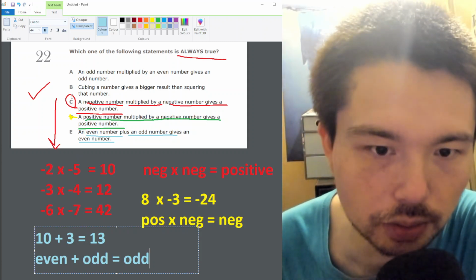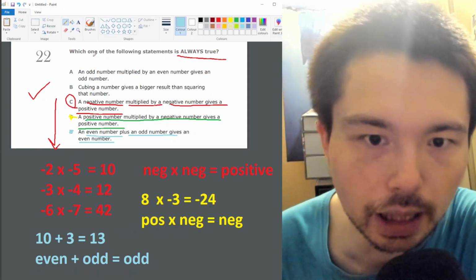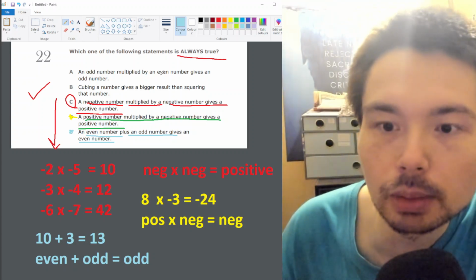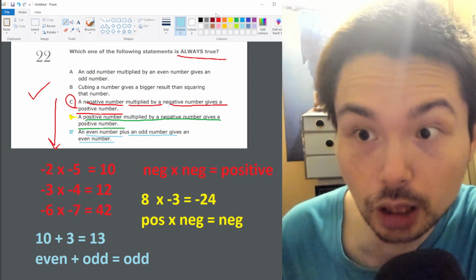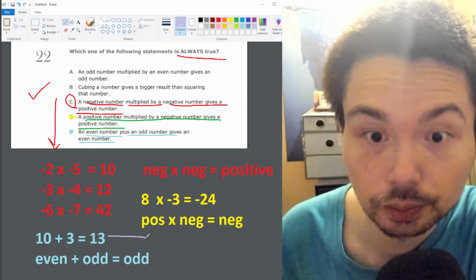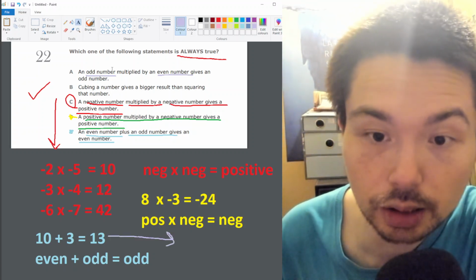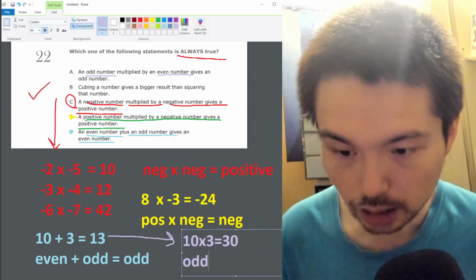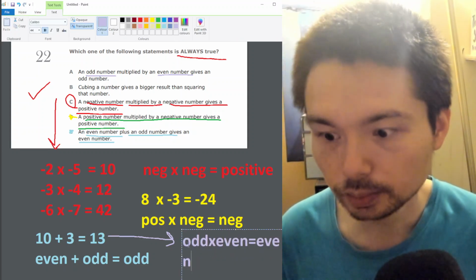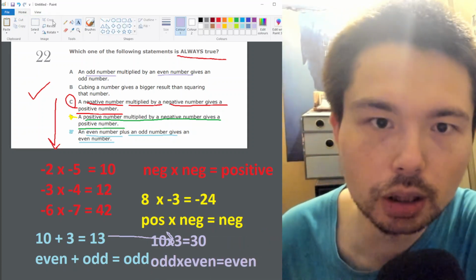Remember, guys, we are finding the one that is true. So these are false. Next, option A. An odd number times even gives an odd number. Let's just stick with this example. Up top for A. Odd times even. 10 times 3 is 30. So that's another rule for you. Odd times even is even. Have I fitted that in correctly? There. So let's cross it off.